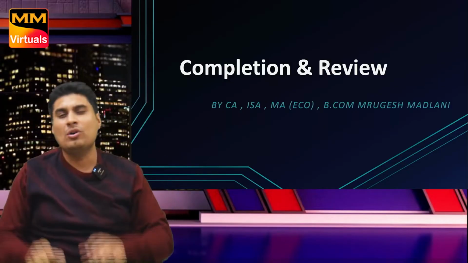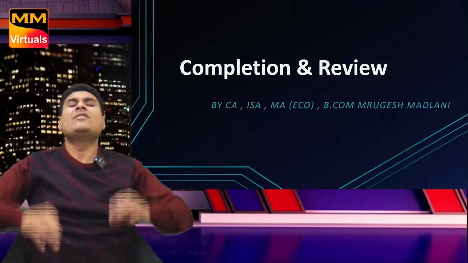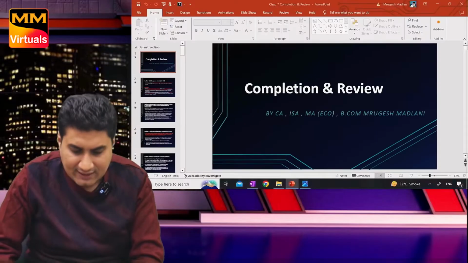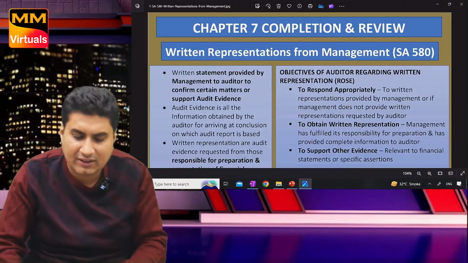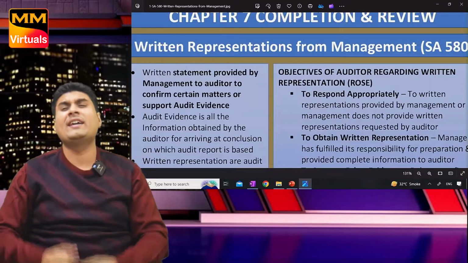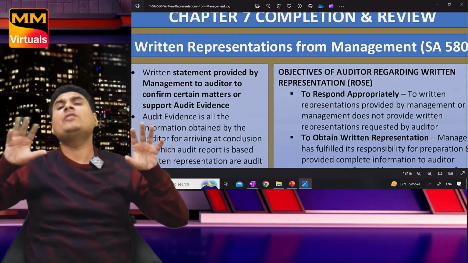Completion and review means all the SAs which are relevant in completing the audit. Starting with number 1, SA 580. We have 6 SAs here. What is SA 580? Written representation from management.